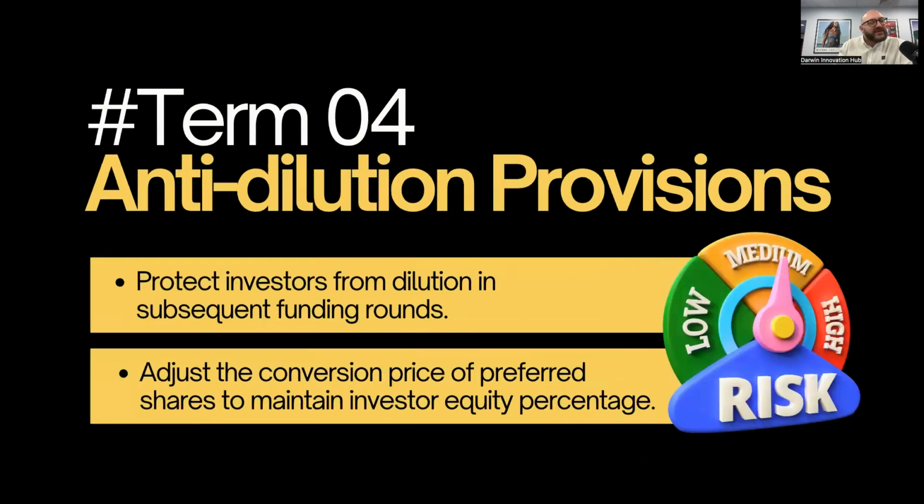The fourth one is an anti-dilution provision. It's not about mixing drinks, but it's about mixing too many things in from too many people. So protecting the investors who are in here from being diluted in the next funding round. So for instance, they have a 30% shareholding in your business, but the next round comes in and that's diluted down to 2%. Well, these provisions are designed to protect that original investor from being sort of diluted out of the game altogether. What it does, it adjusts the conversion price of the preferred shares to maintain a percentage of investor equity that is suitable for that original investor.